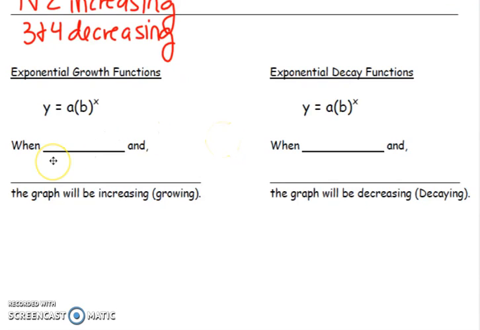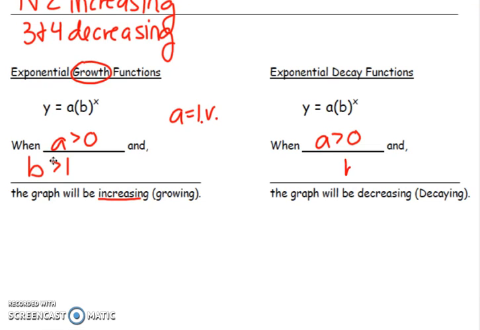When A is greater than 0, so you're always going to have an initial value bigger than 0, and your B, which is the number in parentheses, is greater than 1, it's going to be increasing, so it's going to be growth. For decay, A always has to be greater than 0, and A is your initial value. If B is less than 1 and greater than 0, so it's never going to be negative, just always smaller than 1, that is going to mean it's decreasing and it is a decay function.